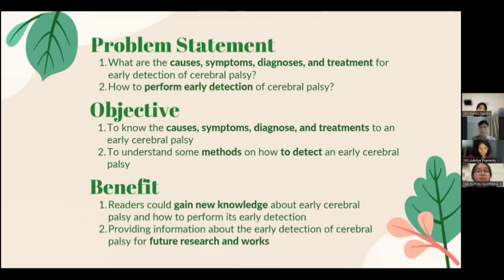My name is Denisa Nadira and my last three-digit number is 160, and I will explain about the problem statement, the objective, and the benefit. The problem statement for this paper is, first, what are the causes, symptoms, diagnosis, and treatment for early detection of cerebral palsy, and how to perform early detection of cerebral palsy. The objective will be to know the causes, symptoms, diagnosis, and treatments of early cerebral palsy, and to understand some methods and how to detect early cerebral palsy. And the benefit will be that readers could gain new knowledge and providing information for future research and works.